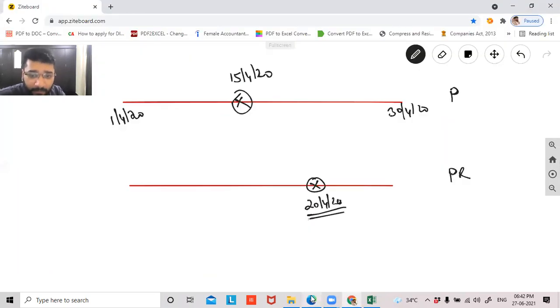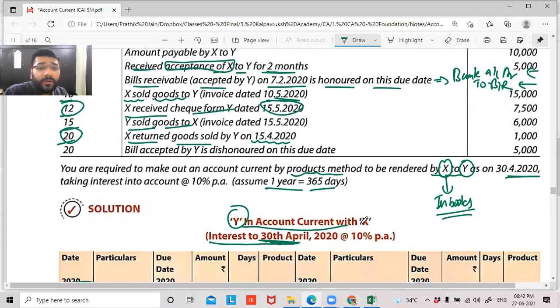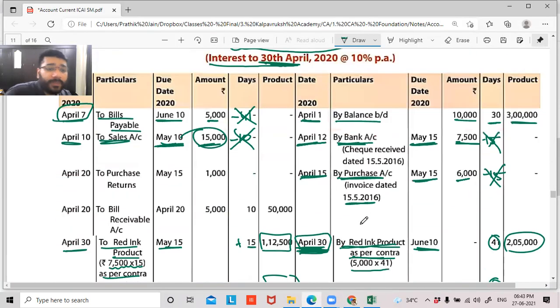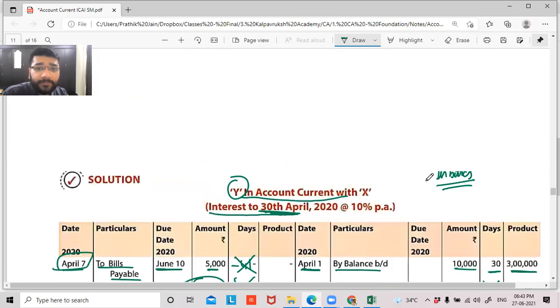Now, guys, let me complete. X returned goods sold by Y. So for us, is it purchase return or sales return? Purchase. What will be the journal entry for purchase return? Y account debit to purchase return. The transaction date, the return is happening on 20th of April.